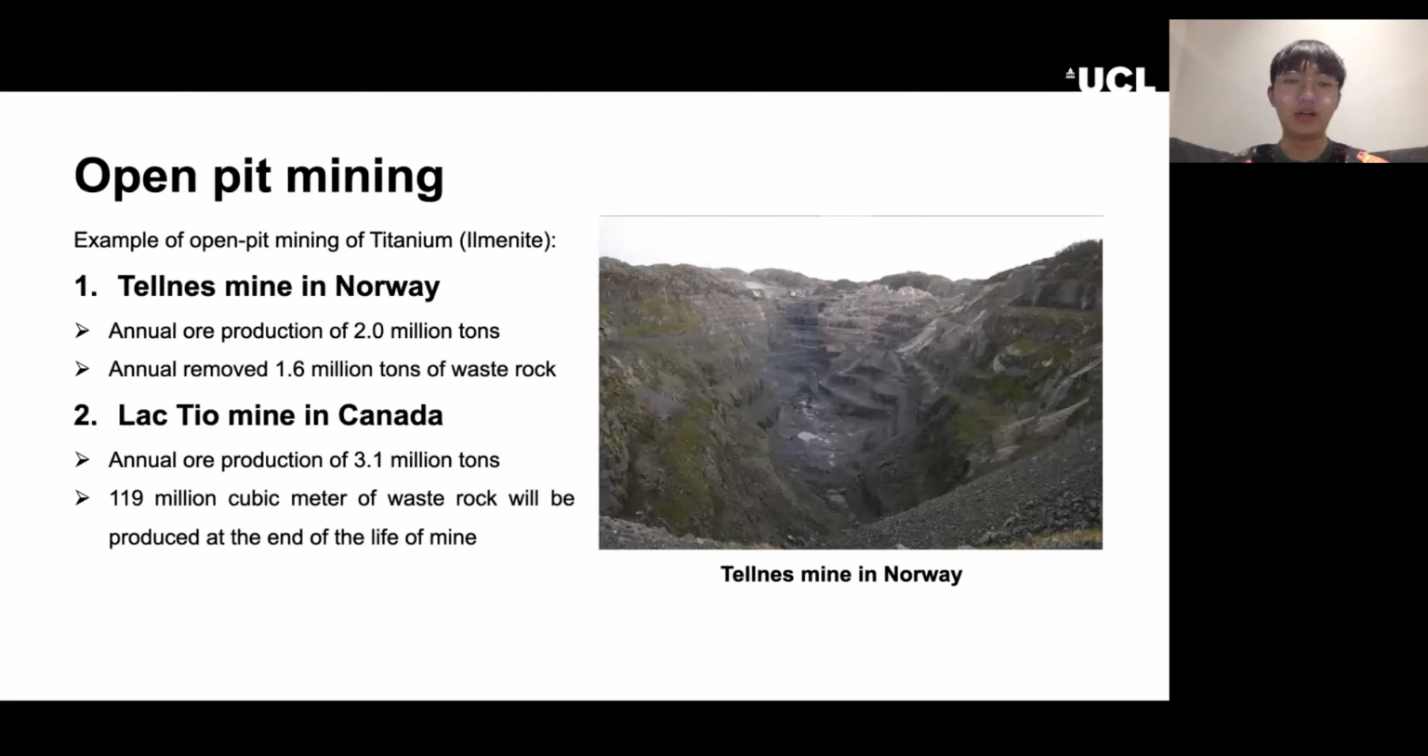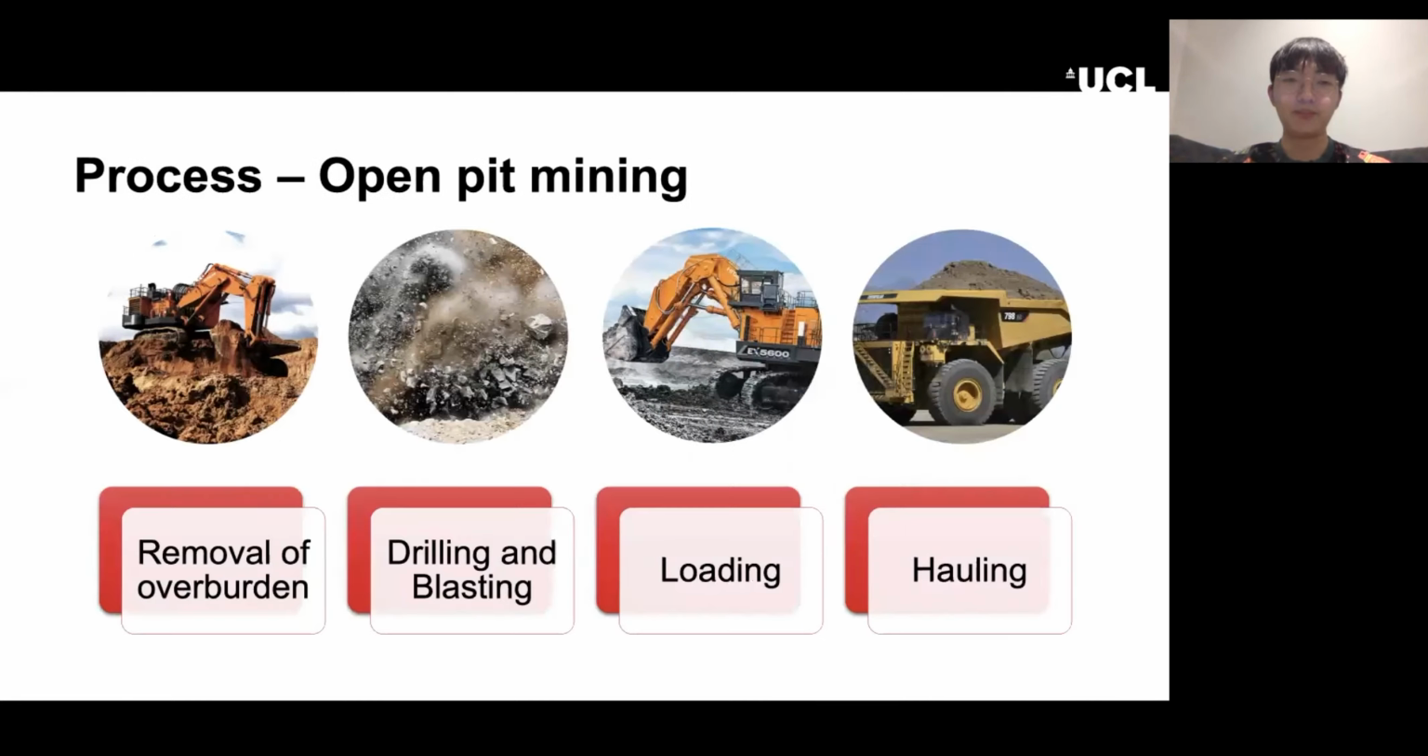There are two major hard rock ilmenite mines in production in the world, which are Tellnes mine in Norway and Lac Tio mine in Canada. Both these mines use the open pit mining method to mine their deposit. The picture beside shows the open pit ilmenite mine in Norway.